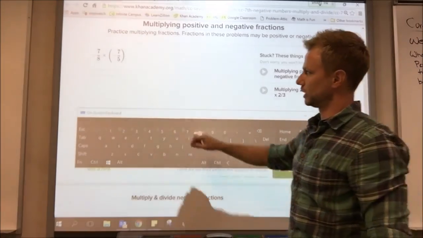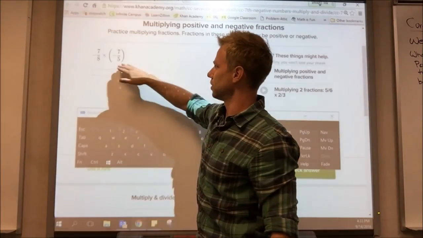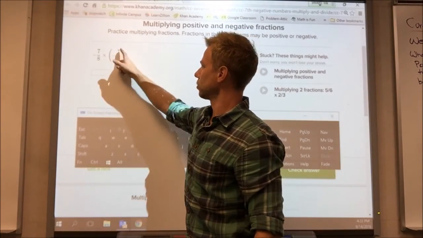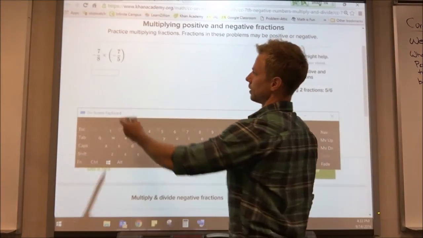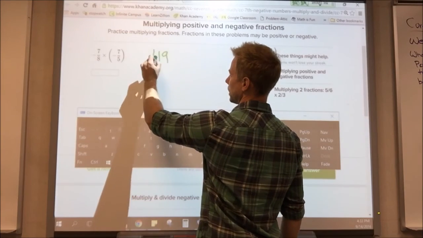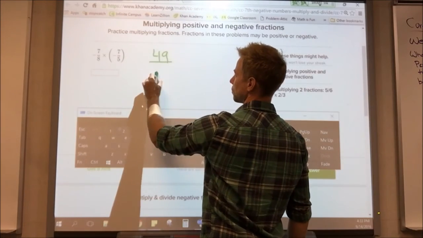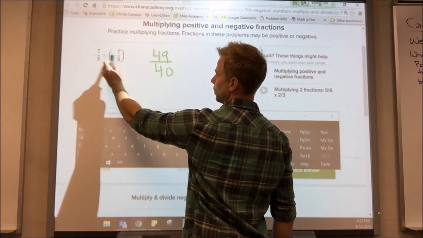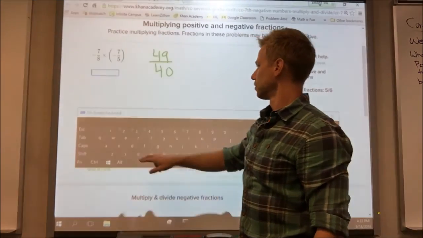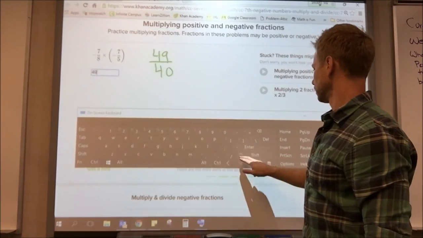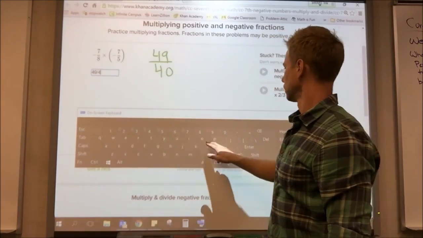One more. Again, we can't reduce either of these fractions, and we can't cross cancel anything. So all we can do is multiply. 7 times 7 is 49. 8 times 5 is 40. Two negatives, they're like, is going to make a positive. So that turns into 49 over 40.